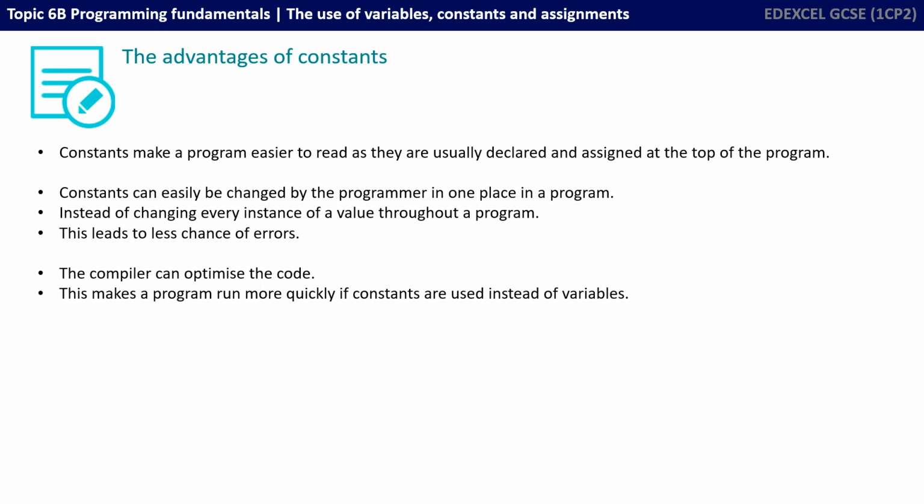So constants make a program easier to read, as they're usually declared and assigned at the top of the program. Constants can easily be changed by the programmer in one single place, that's where they're declared, instead of changing every instance of a particular value throughout a program, and this leads to less chance of errors. When you use constants, the compiler can optimize the code, and this makes a program run more quickly if constants are used instead of variables.